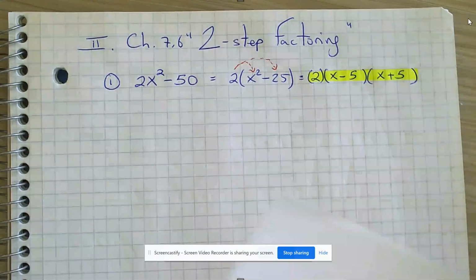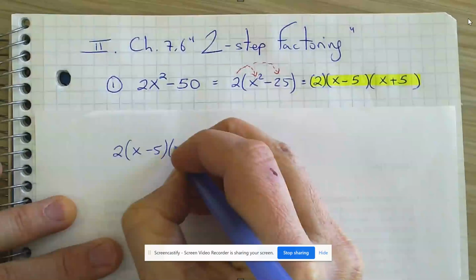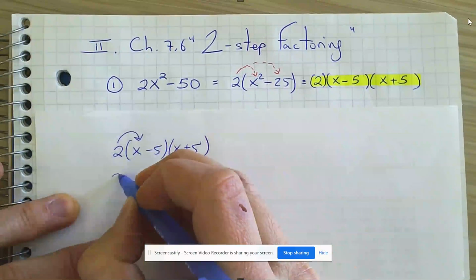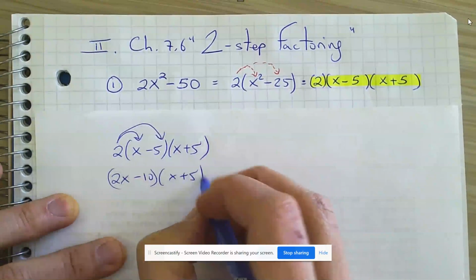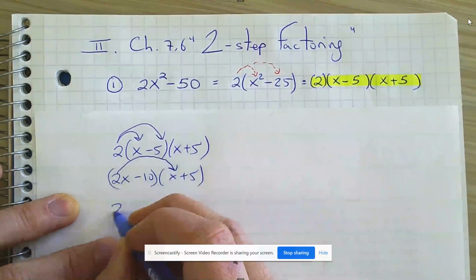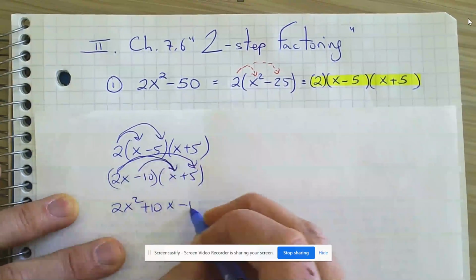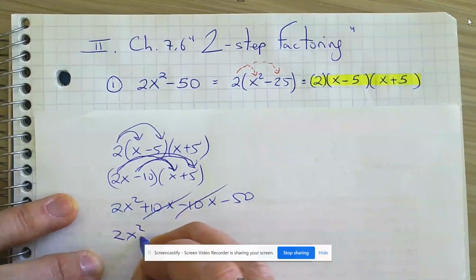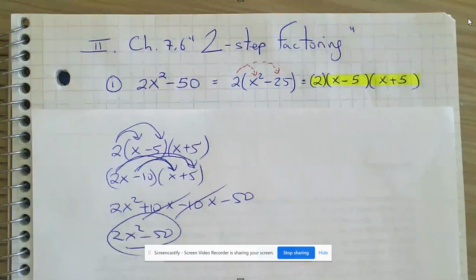Just for this one, I'm going to demonstrate it so that you believe. If I multiply all of this stuff, I should get back to that. So here I go. 2 times x is 2x. 2 times negative 5 is negative 10. 2x times x is 2x squared. 2x times 5 is 10x. Negative 10 times x is negative 10x. And this times this is negative 50. Those middle ones cancel out. You have 2x squared minus 50. You don't want to do that every time because it's tedious and annoying and boring, but that is the proof that works.